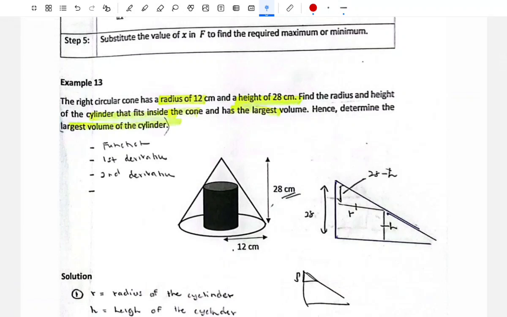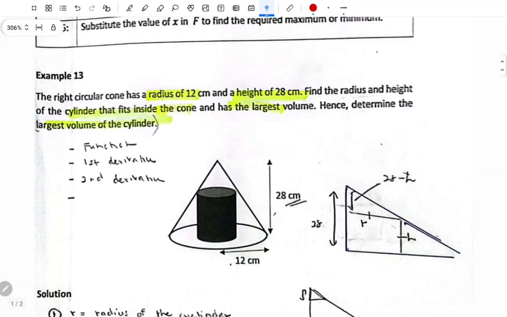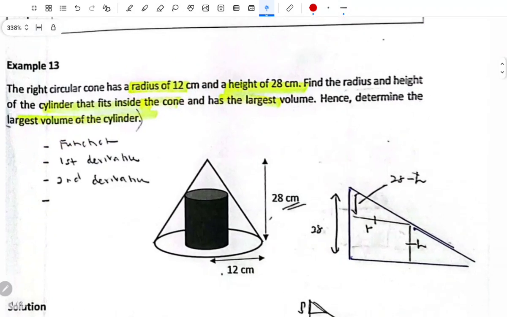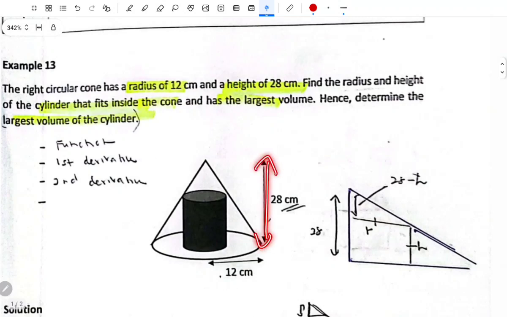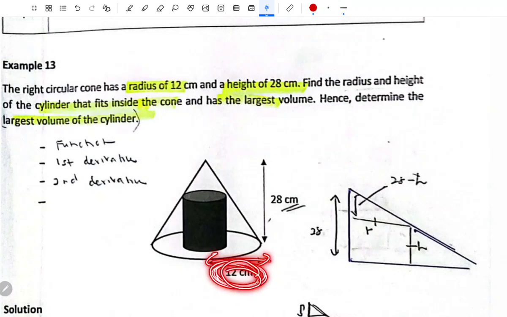So example 13: the right circular cone has a radius of 12 centimeters and a height of 20 centimeters. Find the radius and height of the cylinder that fits inside the cone and has the largest volume. Hence, determine the largest volume of the cylinder. When they mention the largest volume of the cylinder, it simply means the radius and the height of the cylinder are going to be the largest as well. The height I'm talking about is not the height of the cone, but the height of the cylinder. And the radius I'm talking about is not the radius of the cone, but the radius of the cylinder.